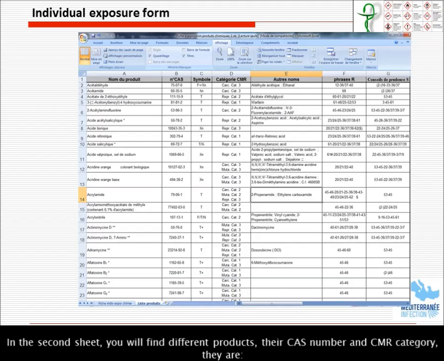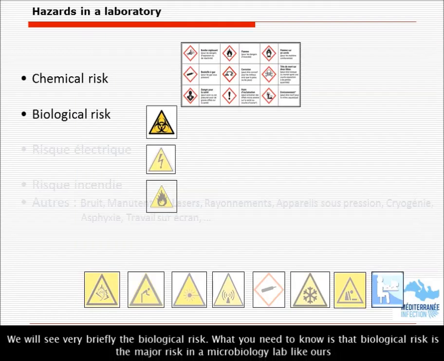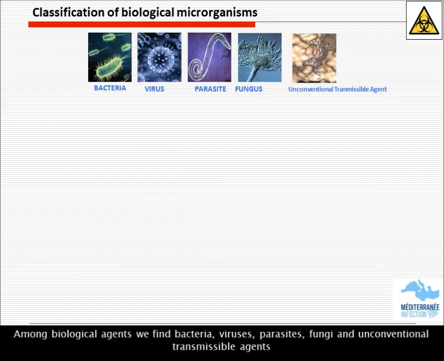We will see very briefly the biological risk. Very briefly, because this risk will be the subject of a specific training provided by Natalie Wirtz and Muriel Militello. What you need to know is that biological risk is the major risk in a microbiology lab like ours. Among biological agents we find bacteria, viruses, parasites, fungi and unconventional transmissible agents.